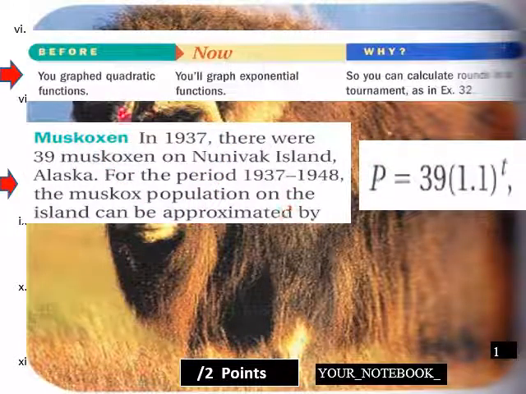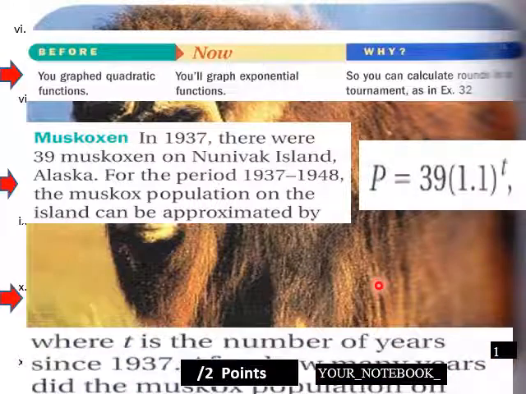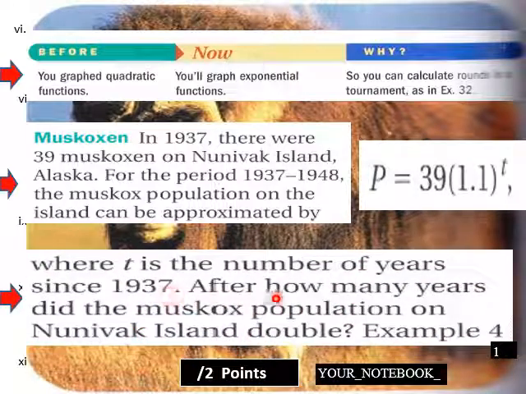Musk oxen, that's what our species is here. In 1937, there were 39 musk oxen on Nunivak Island. In Alaska, for the period of 1937 through 1948, the musk ox population on the island can be approximated by this function right here, where t is the number of years since 1937. After how many years did the musk ox population on Nunivak Island double?